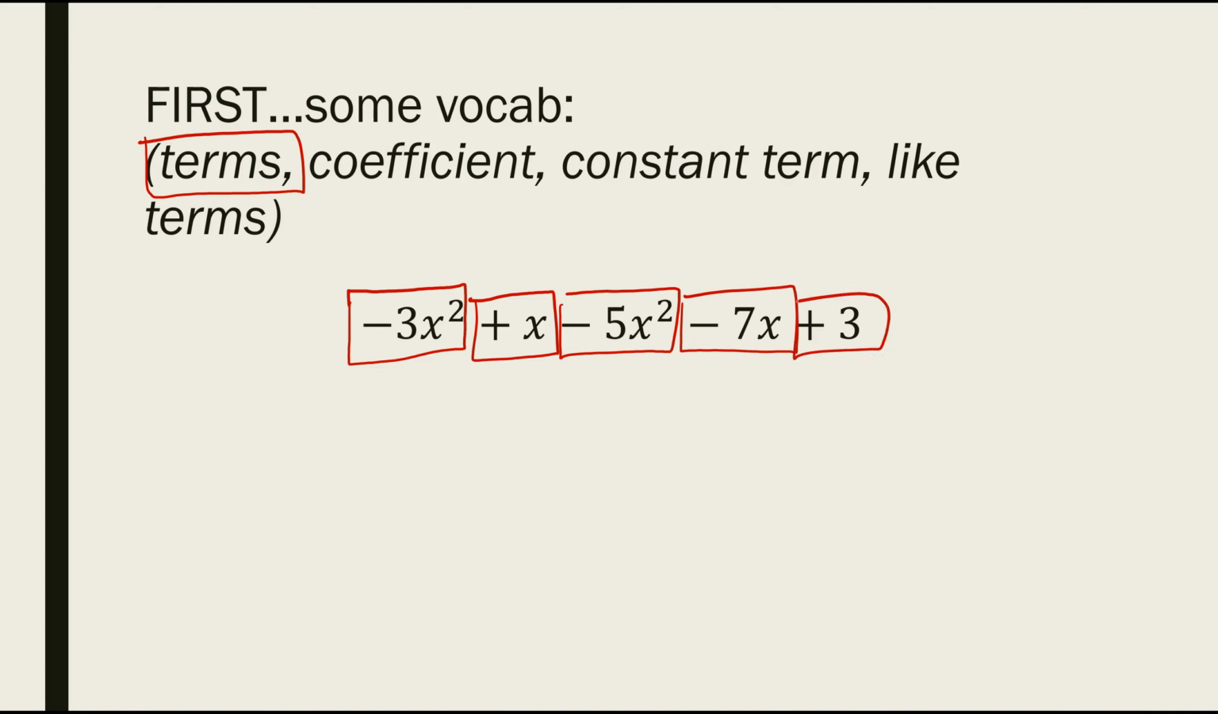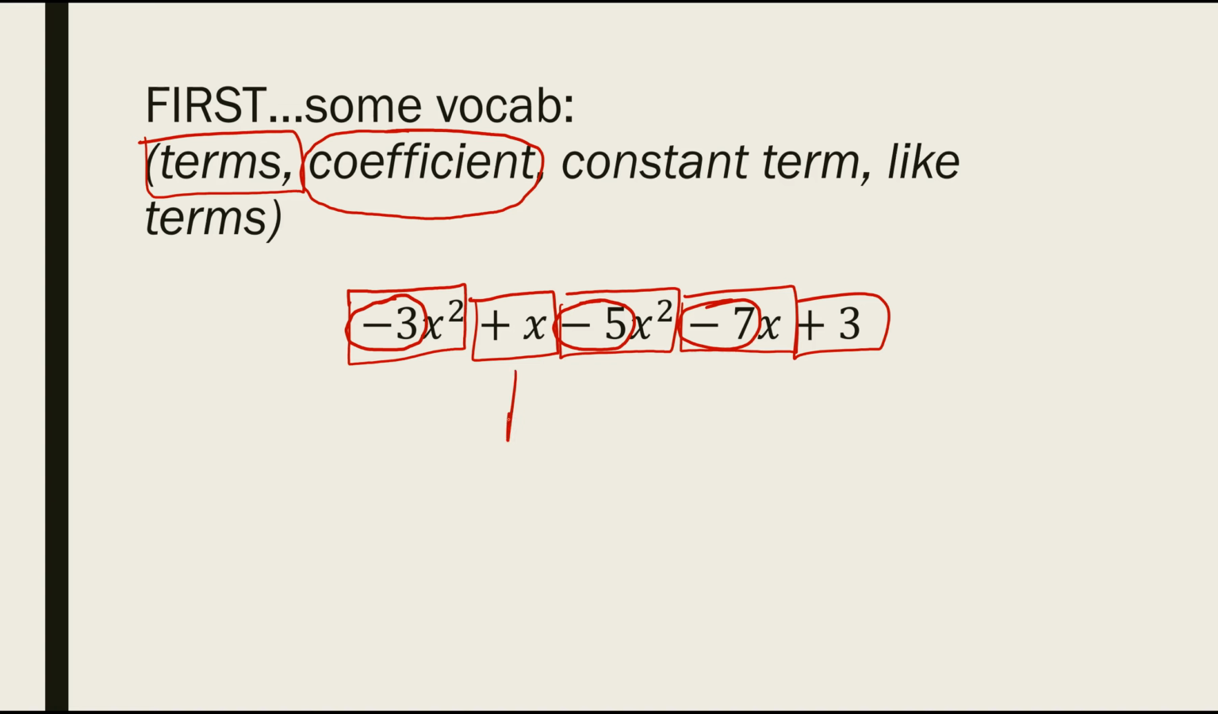Excellent. All right, the next thing we need to do is the coefficient, and I'm going to circle the coefficient. A coefficient means that number that's in front of the variable. So this guy is a coefficient, that -3, because it's in front of the variable multiplying it. This -5 is a coefficient. This -7 is a coefficient.